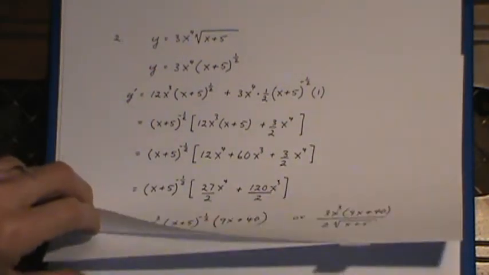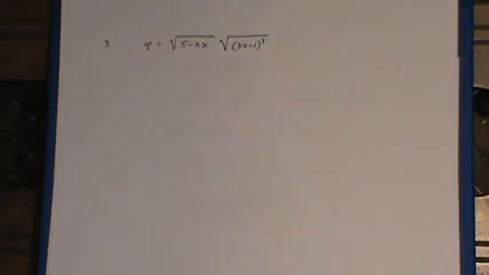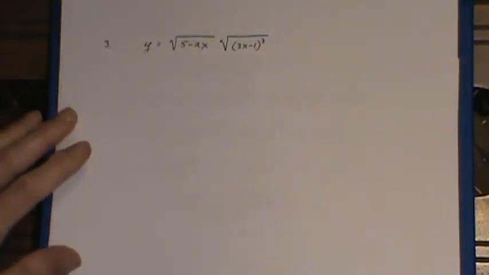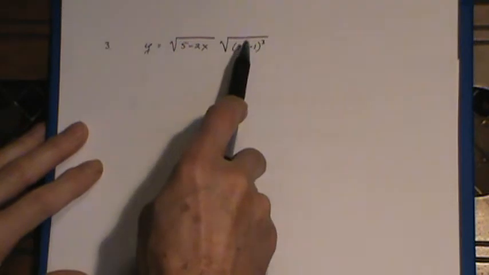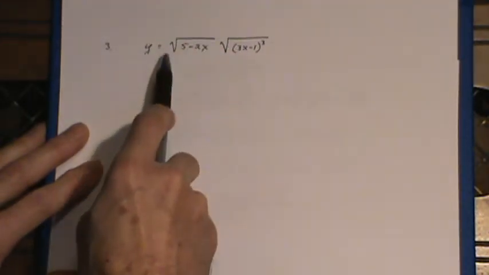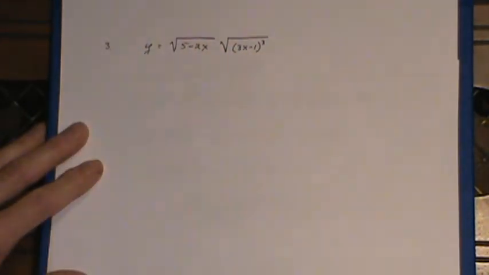Now, I want to look at one more example, and I'm going to look at this in 2 different ways. This is a root times a root, square root times a square root. I could write a square root over the whole thing, and that's what I'm going to do the second time, just to show you the difference in the approach.